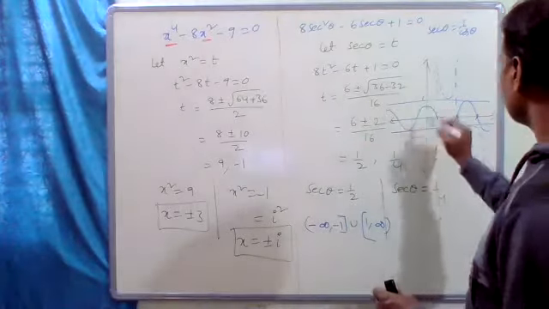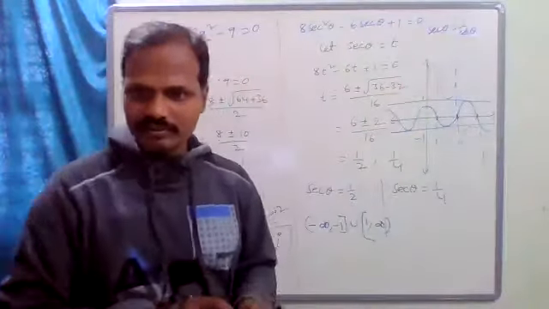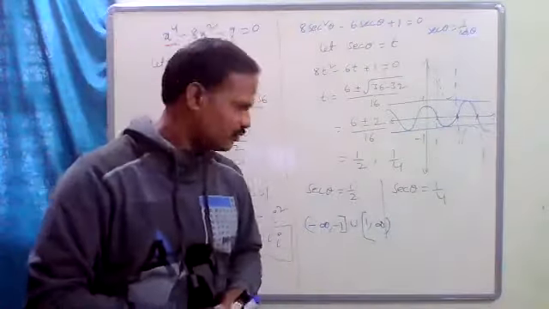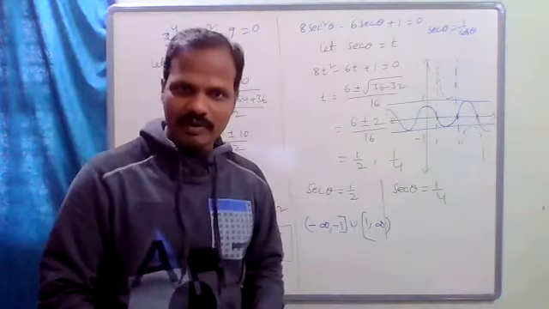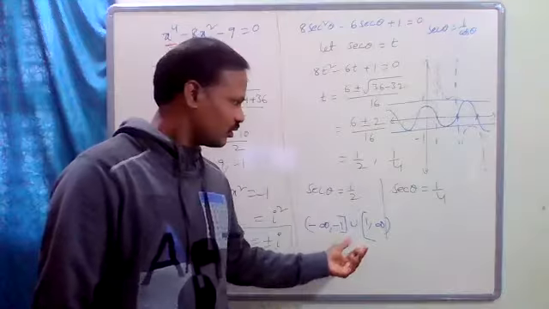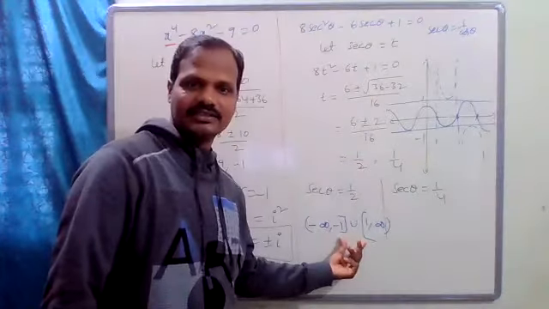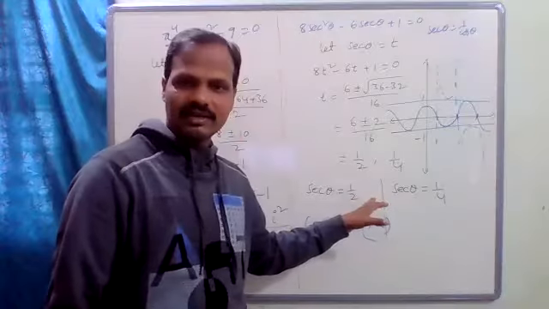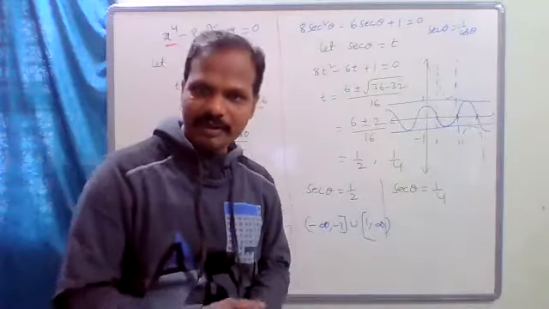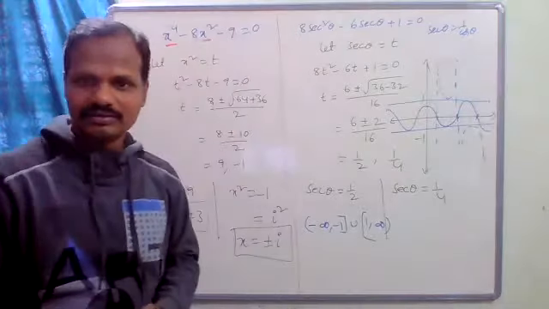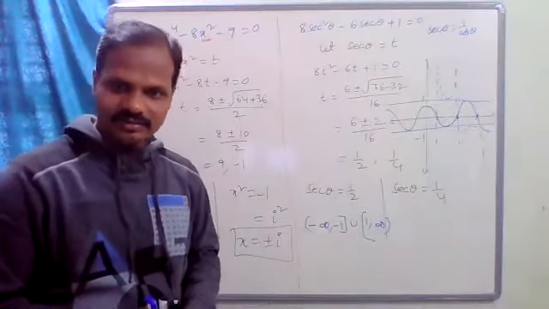This is 1. This is minus 1. So the range of secant x is R minus the open interval minus 1 comma 1. So 1 by 2 and 1 by 4 are not in this range. That means these are not possible. So no roots. Is it okay for everybody? Understood? All of you understood?